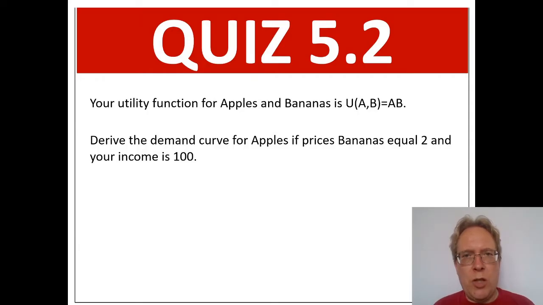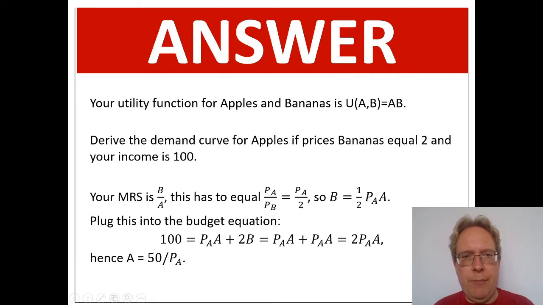Welcome back. This was the quiz question and your answer can be found here. So again, calculate the MRS. Take the ratio between prices, that's PA over 2 in this case. So at your optimal consumption bundle, your consumption of bananas equals 1/2 times PA times A. Plug that in the budget equation, gives you 2 PAA, that has to equal your budget, hence your consumption of apples should equal 50 over PA.